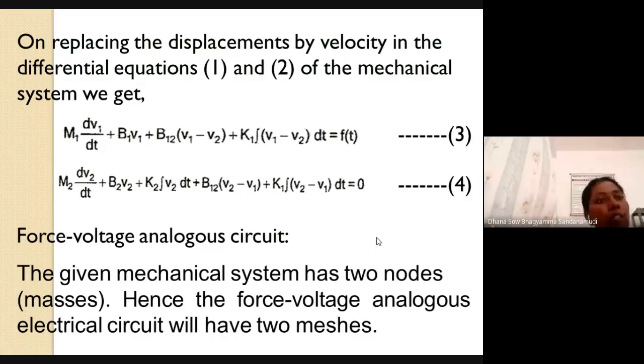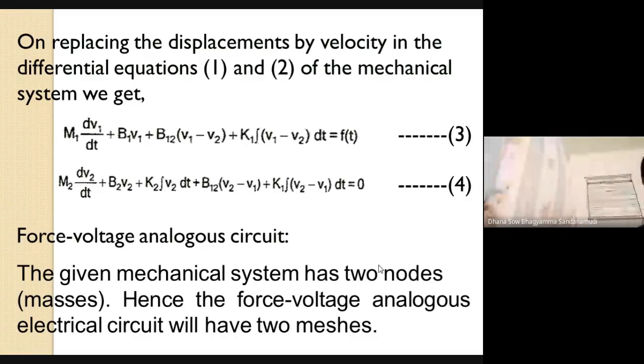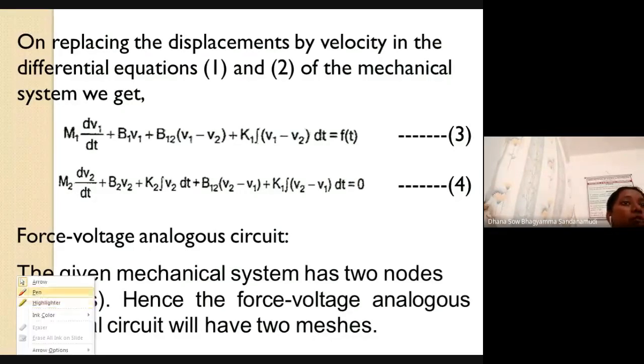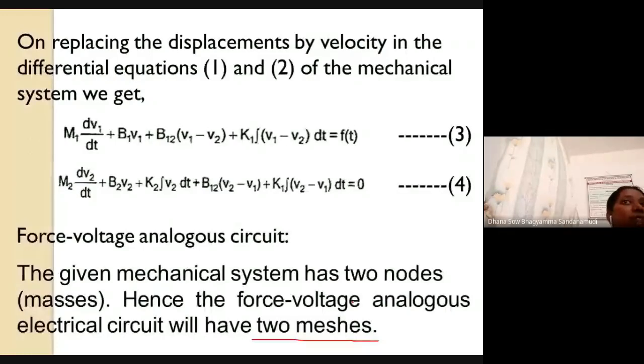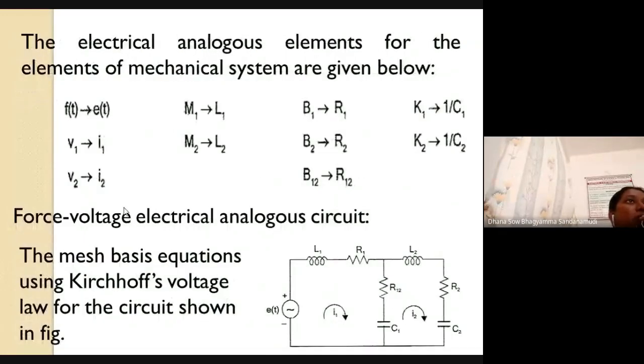Now let us write down the force voltage analogous circuit. How many masses are there in your mechanical system? There are two masses, so those two masses you can consider as two nodes. Since two nodes are there in the mechanical system, in the force voltage analogous circuit there will be two loops. Here I have written two meshes, so there will be two loops.